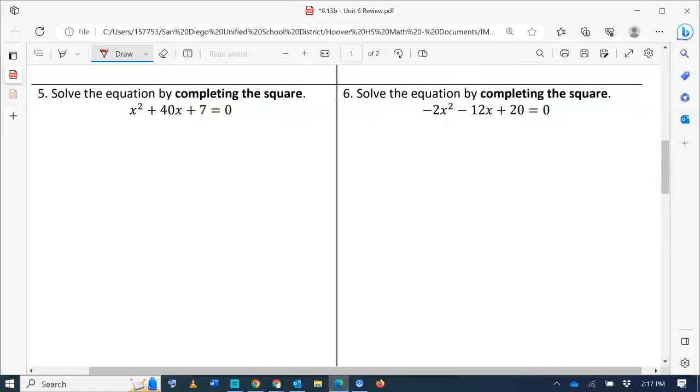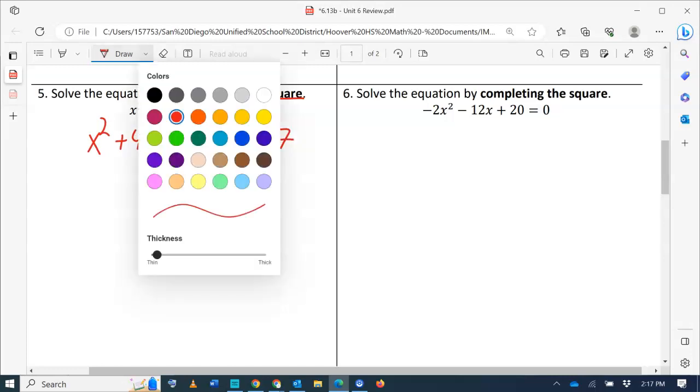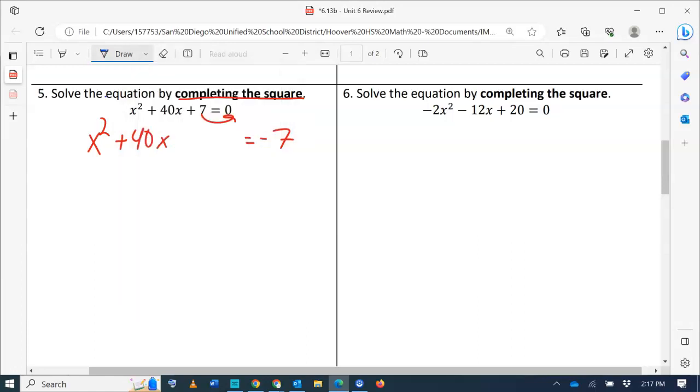Okay, this one we are not allowed to factor. It says complete the square to solve it. So I'm going to move the 7 to the other side as well. So it'll be a negative 7. So x squared plus 40x equals negative 7. What are we going to do to complete the square? Well, we take our middle term, 40, divide it in half, and square it. 40 divided by 2 is 20, and that would be 400. So we're adding 400 here, and we add 400 here.